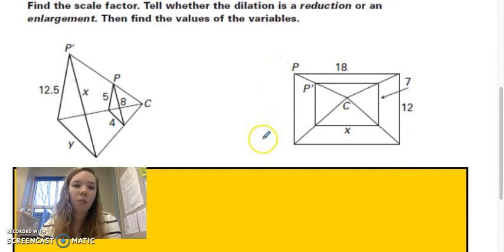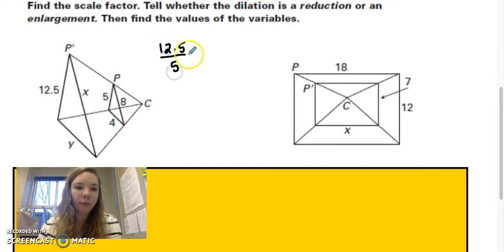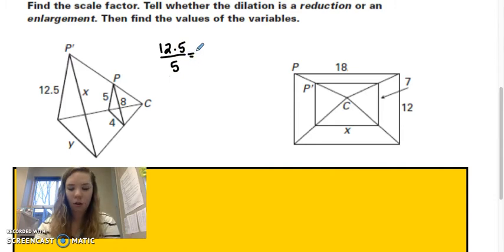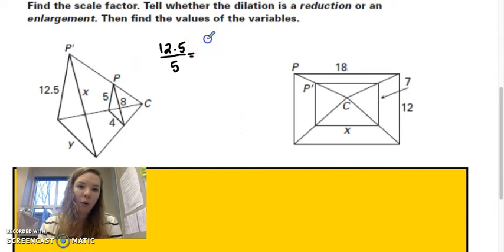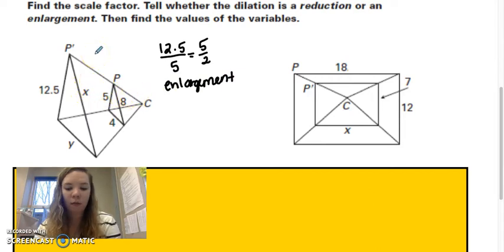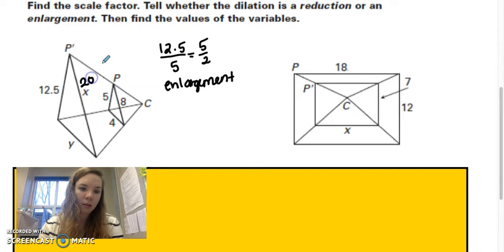Find the scale factor, tell whether the dilation is a reduction or an enlargement. Then find the values of the variables. So this is our pre-image, this is our image. It's getting bigger, so it's an enlargement. And we would take 12.5 over 5. So that's 2.5 or the same as 5/2. So that's what I'm going to use. This is an enlargement. And then I take each of these numbers times 2.5. So 8 times 2.5 is 20 for x. 4 times 2.5 is 10 for y.